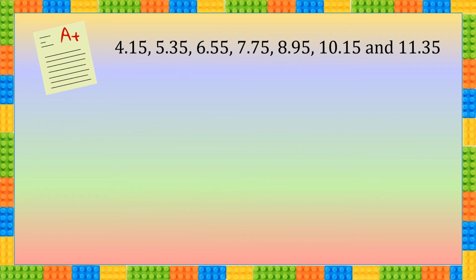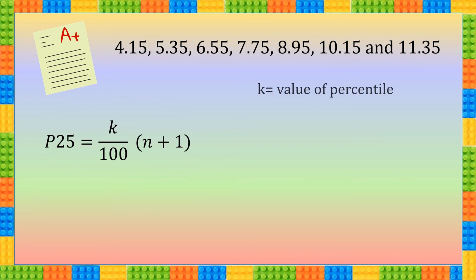For the next question, what formula do you think we're now going to use? This? Yes? Great! We will now solve for the 25th percentile using the formula Pk is equal to k multiplied by (n plus 1) over 100, where k is equal to the value of the percentile that we're solving and n is equal to the total number of data given.